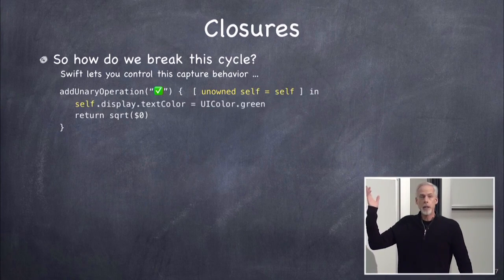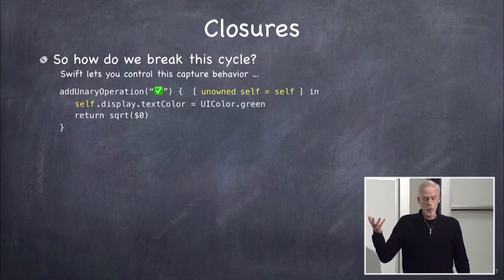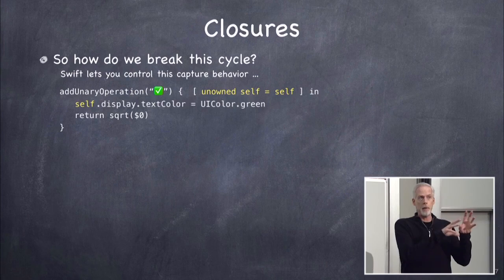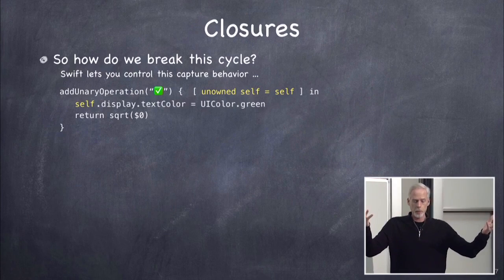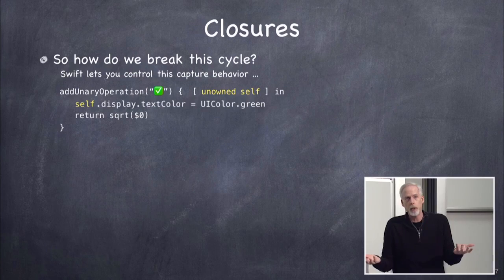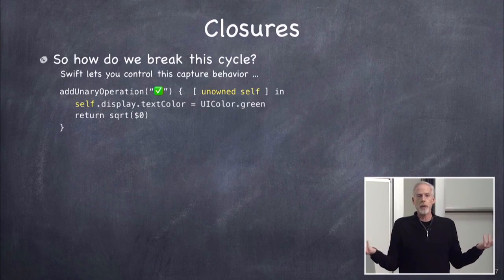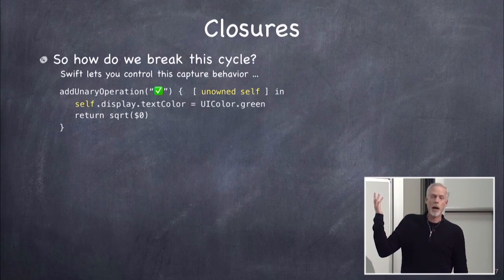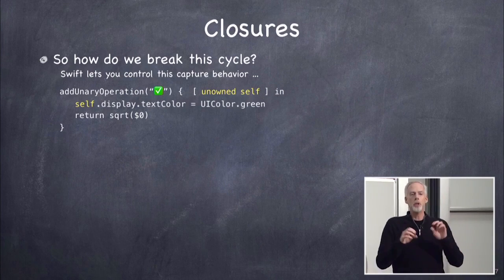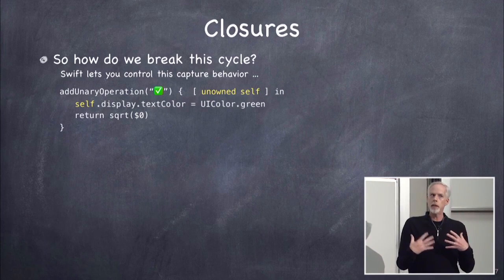Oh, by the way, it doesn't have to be called me. I could say unowned self equals self. In other words, the local variable can shadow or have the same name as the more global variable self. And in fact, if I just say unowned self, that's the same as saying unowned self equals self. So this is a lot of times how we'll break a cycle. We'll say unowned self. And that basically means inside this closure, you can assume that self is in the heap.